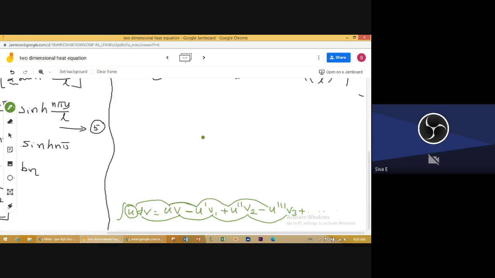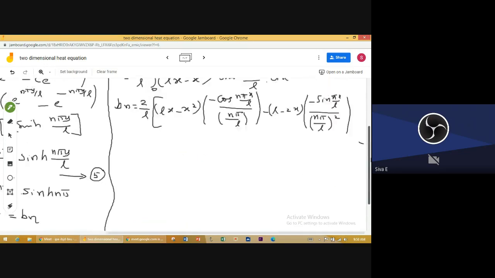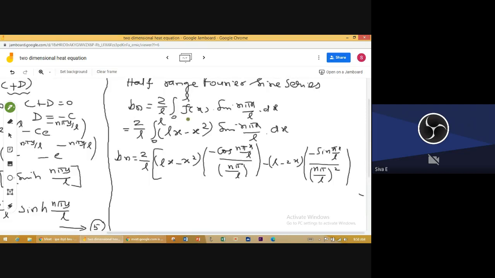So see that here, lx minus x square is the first term, write it as it is. Sin n pi x by l is the second term, and its integration is minus cos n pi x by l. Then put minus here, differentiation of first term, then integration of second term.